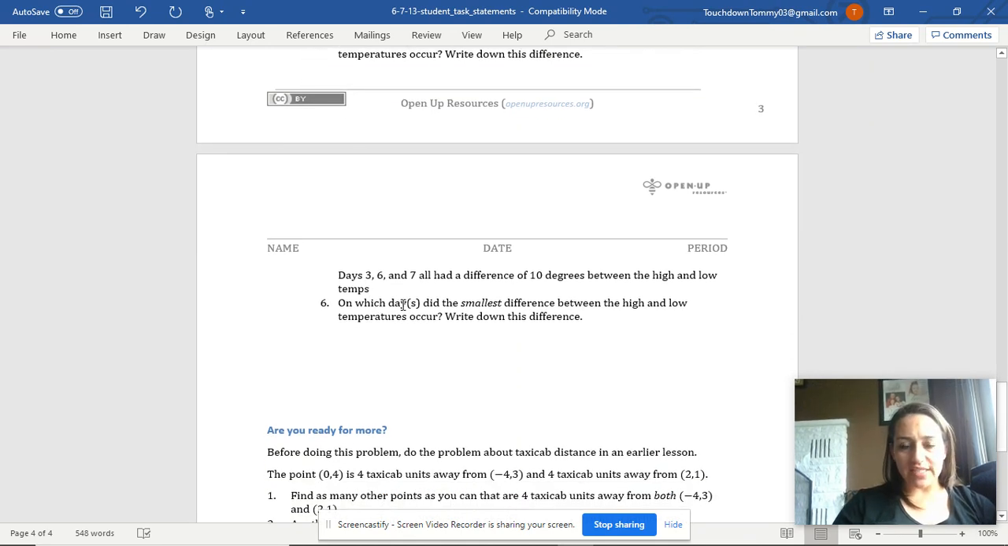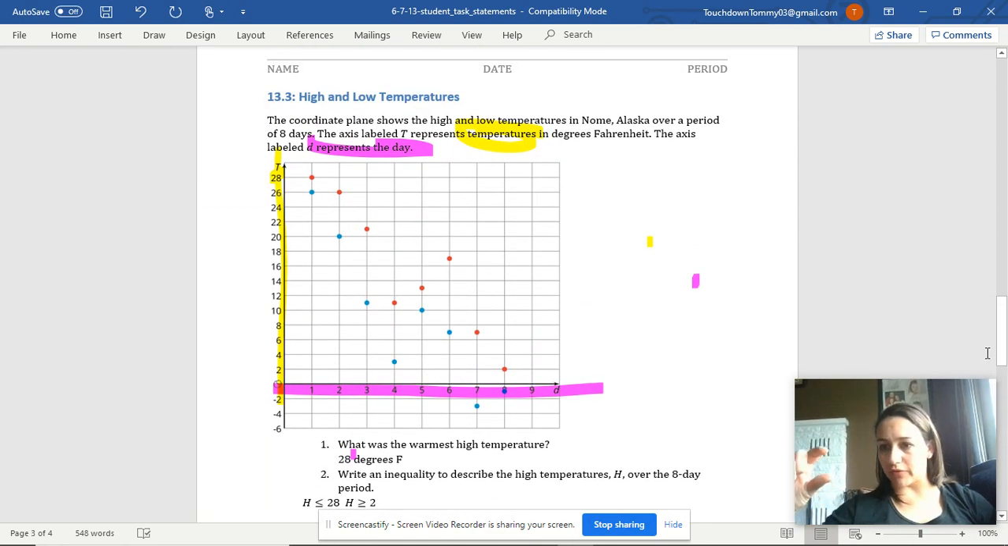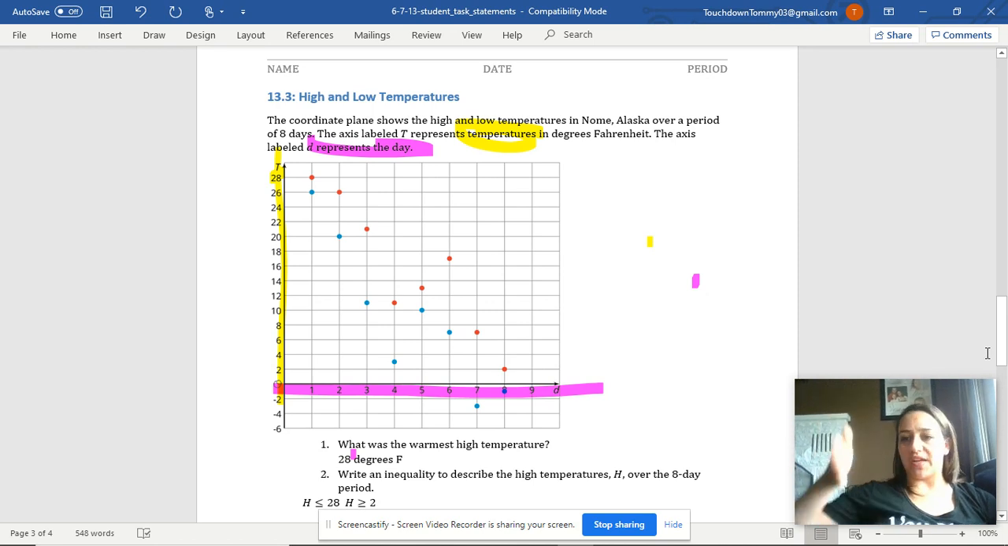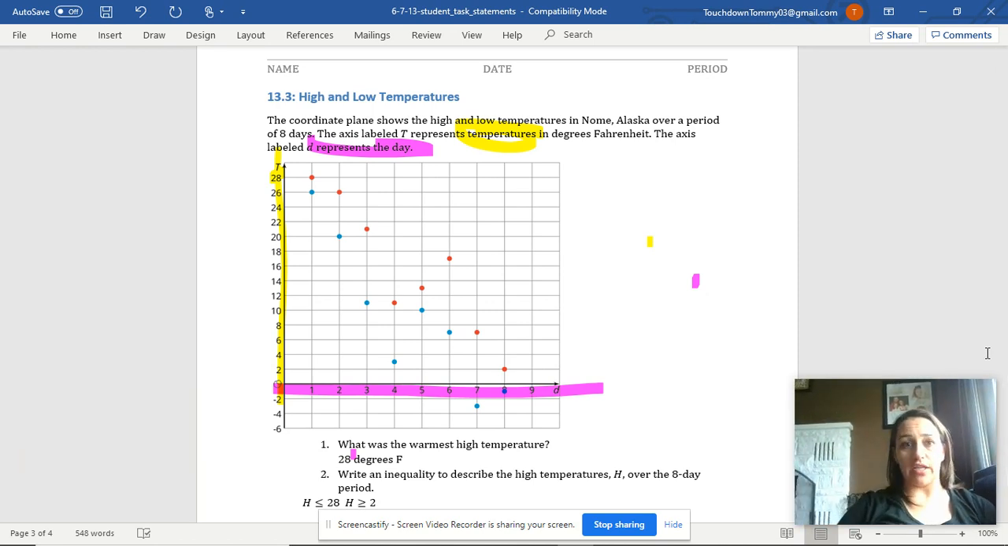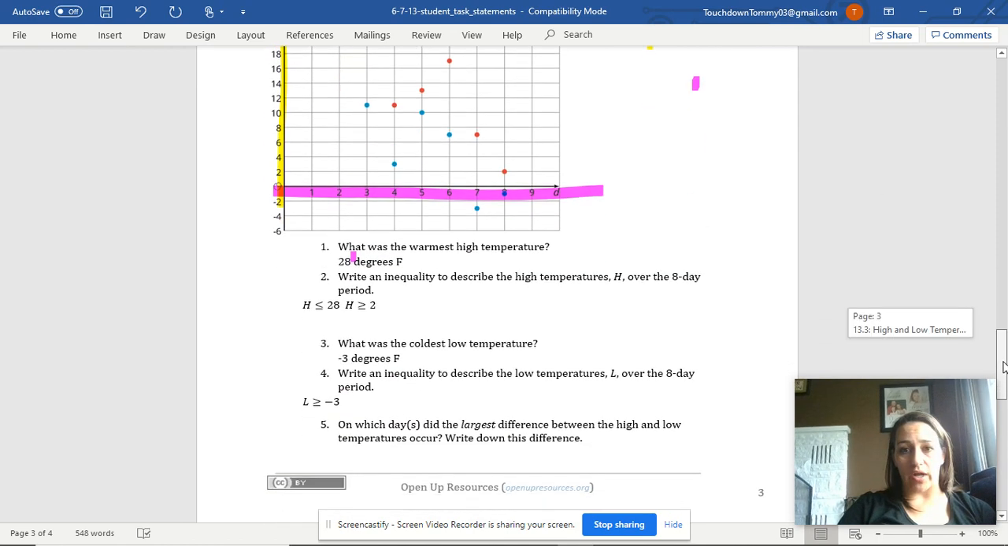And finally, on which days did the smallest difference occur? Okay, so just the reverse of what we just did. Now we're looking for the points that are closest together within a single day, so on a same vertical line. So day 1 is super close together. There's only a 2-degree gap. I'm going to check 2, 3, 4. Oh, what's this one? From 10 to 13. Okay, that one's close, but that's a 3-degree gap, and this one was only 2. Here's another close one, but that one again, it's below the line 1 degree, so this one's again going to be 3. So there's only one that has a 2-degree gap.